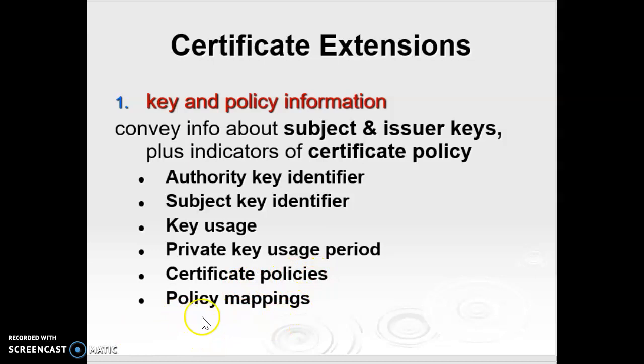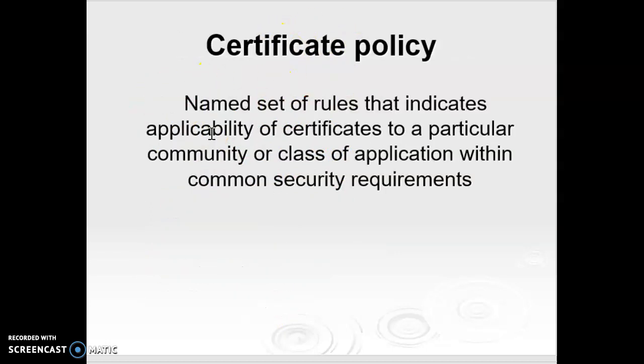Next is the policy mapping. Mapping of the policies is carried out to allow an issuing CA to indicate that one or more of its issuer's policies can be considered equivalent to another policy. So if one policy is mapped onto another policy, it is considered equivalent to that other policy. This is used in certificates for a CA issued by another CA. So in the case of cross certification, where a CA issues a certificate to another CA, policy mappings are used. So these are the extensions related to key and policy information.